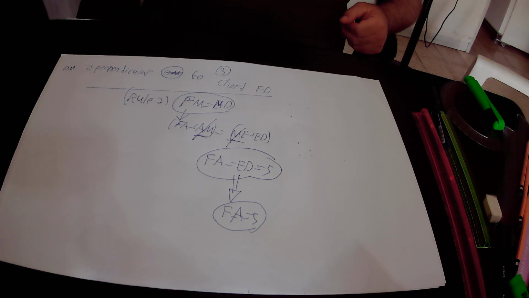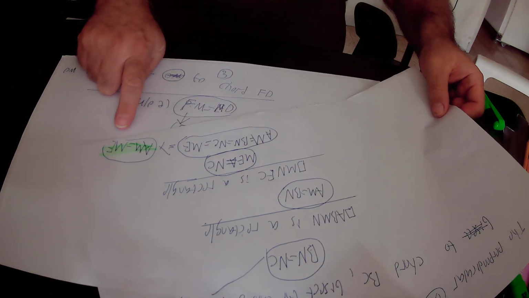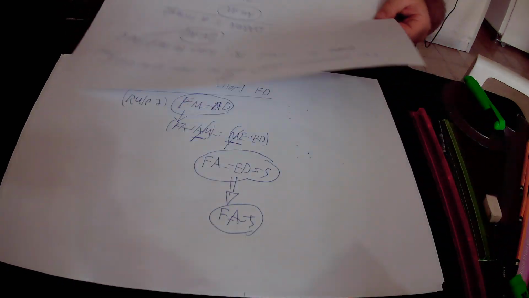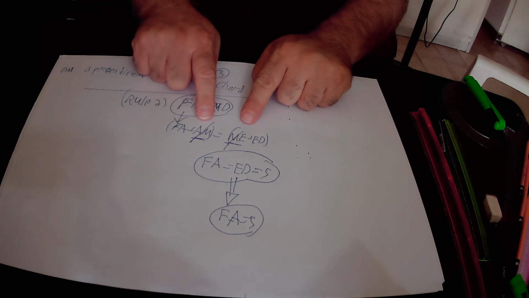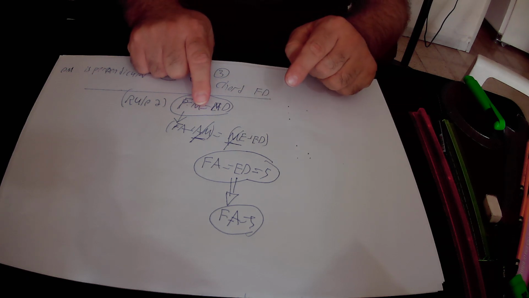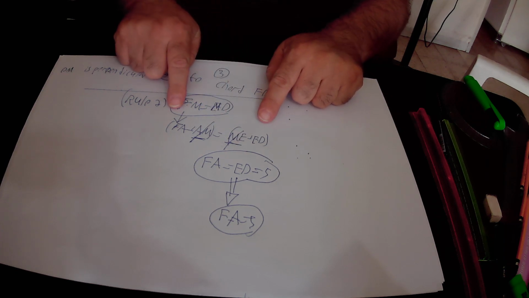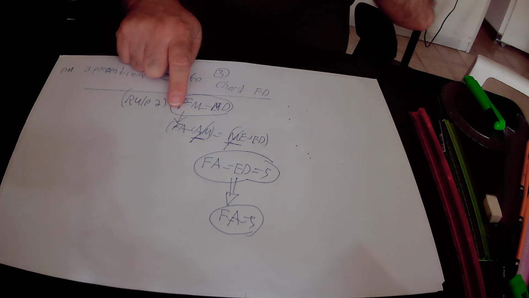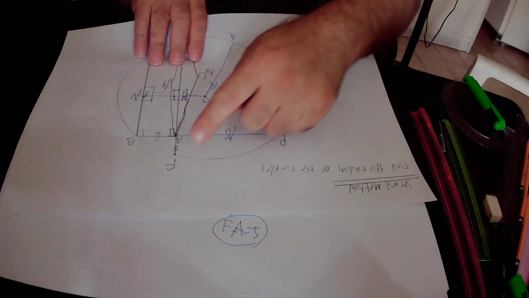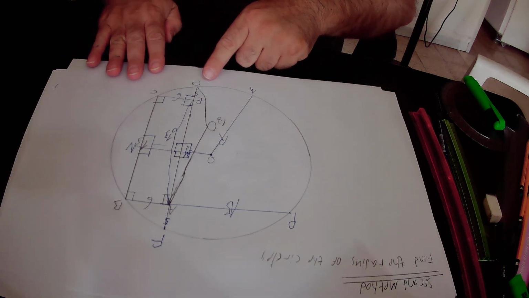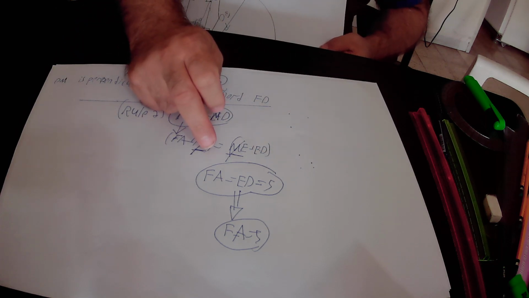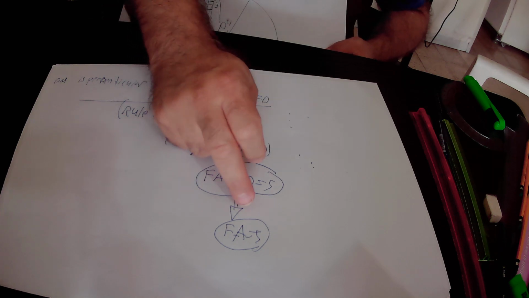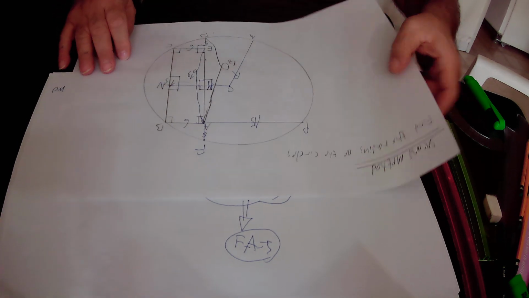But we have already found out that AM equals ME. So here AM equals ME, therefore we can cancel those two line segments because they are equal to each other. And we're left only with FA equals ED. But we have already found out that ED equals 5 units. So we can write here that ED equals 5. And from this equation, FA equals ED equals 5, we derive that FA also equals 5 units.